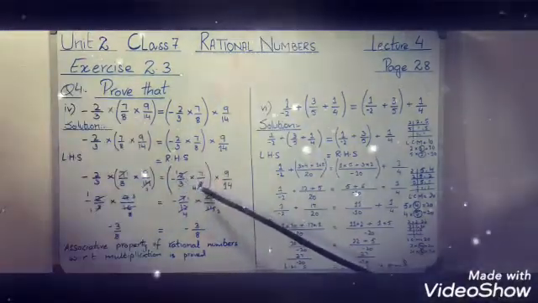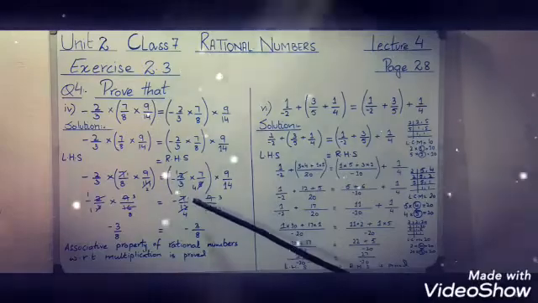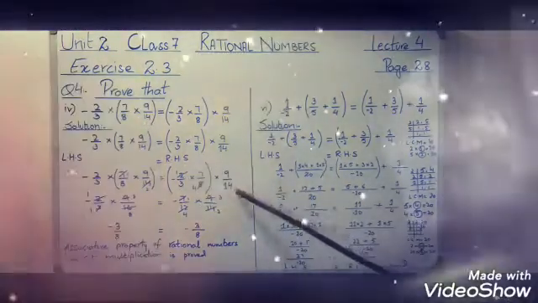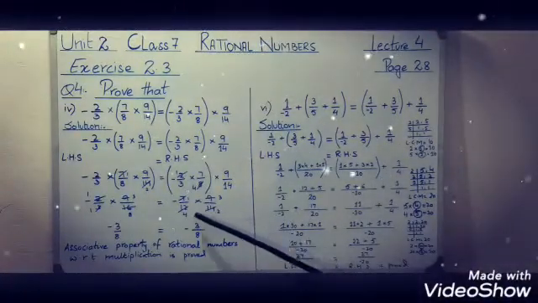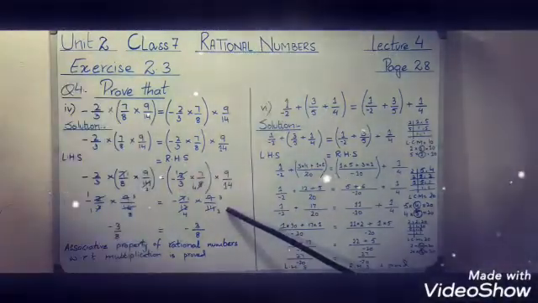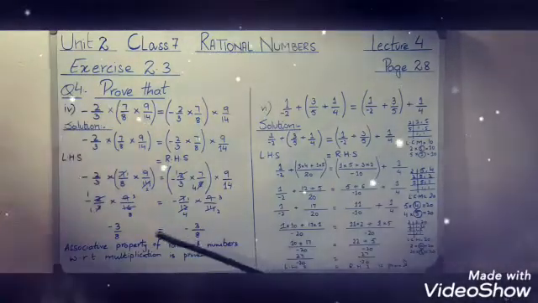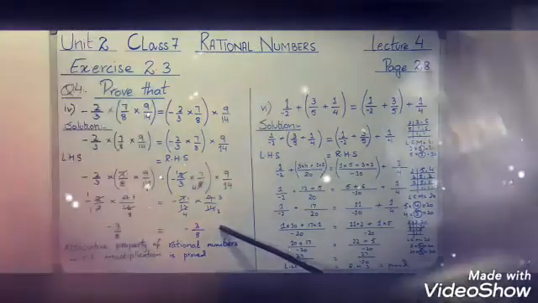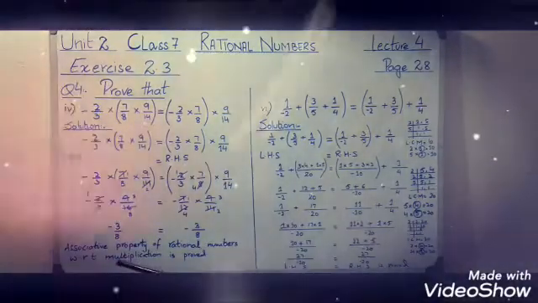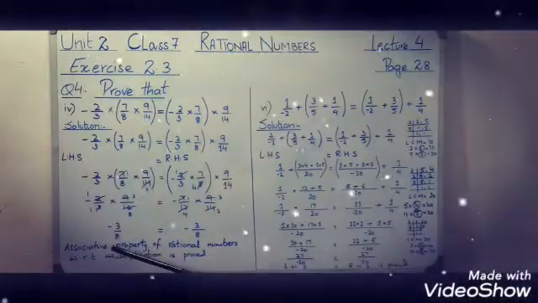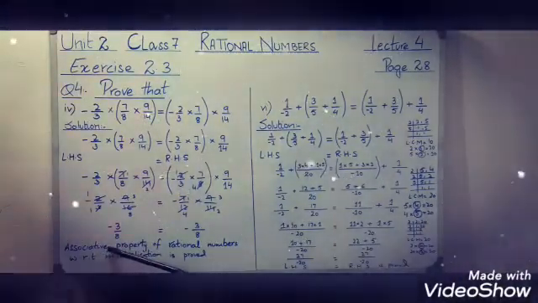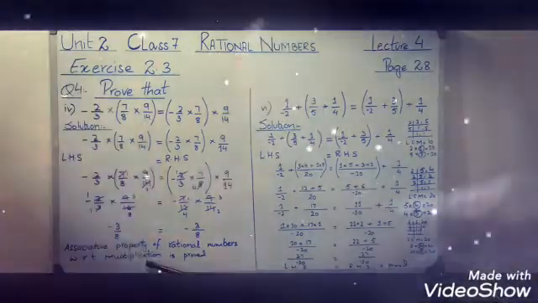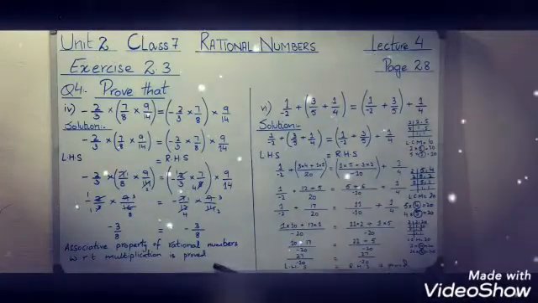2 times 1 is 2, 2 times 4 is 8, right? So 7 and 12 is left. Multiply by 9 by 14. Again do cancellation. Again you know the tables, and then you can see the left hand side is equal to the right hand side. Both are the same, right? So at the end, it's very important, you have to write it down. Associative property of rational numbers with respect to multiplication is proved, right?